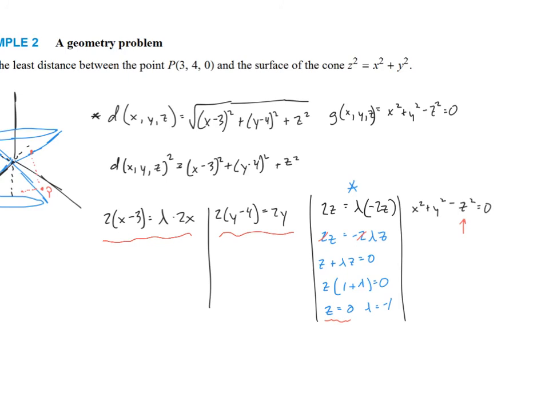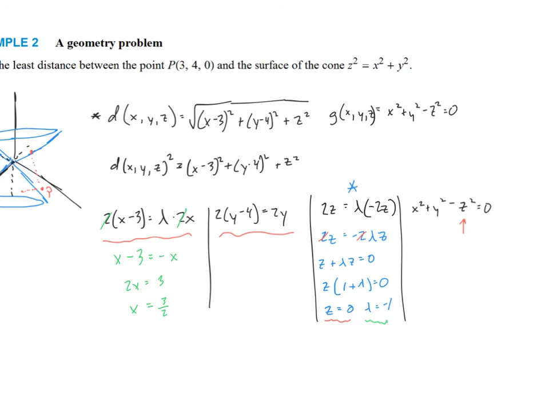Okay, so now let's take our lambda equals negative 1. If lambda equals negative 1, then I can rewrite this x equation over here. First, I'll divide out the 2, and so I have x minus 3 is equal to negative 1 times x. And that's going to give me a solution. I get 2x equals positive 3, so x is 3 halves, or 1 1/2.